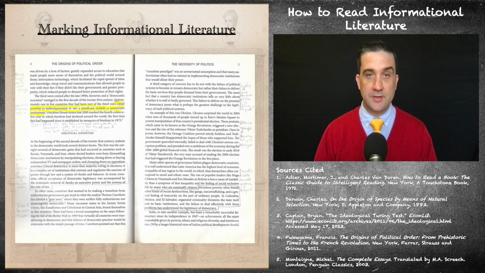First, we have the simple underline. What we want to do with the underline is mark supporting facts of a paragraph's thesis. You can see on this page that I underlined three lines. These three lines read, approximately one in five countries that have been part of the third wave either reverted to authoritarianism or saw a significant erosion of democratic institutions. The reason that I underlined these lines is because they support the paragraph's thesis, which is what I noted in the margin as democratic recession sets in.